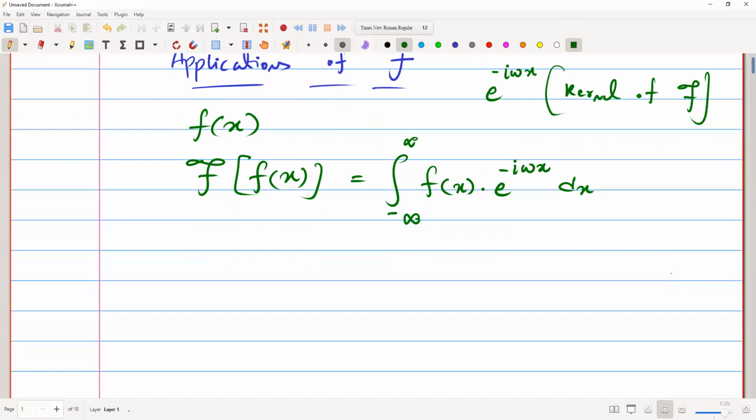Now, as we know that if we apply this transformation, if we integrate this function, then we are obviously going to get a function in terms of this omega, right? Because when we integrate this function and apply the limits, this x will vanish because of the limits. Then the function that we'll get will be simply in terms of omega. So we can say that the Fourier transform of function of x is simply a function of omega, right? We can write in this way.